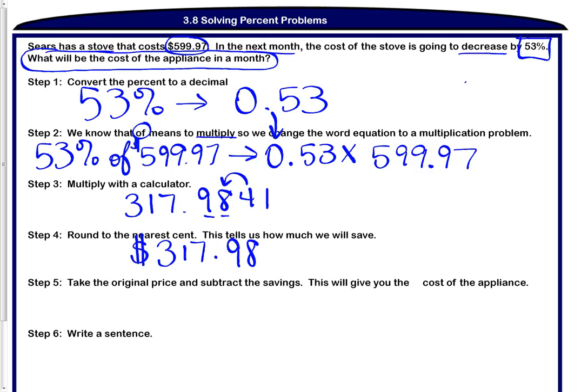We need to know what's the cost of the appliance in a month. So we know that the cost is going to decrease, and decrease means to use subtraction. So to figure this out, we take the original cost, which is $599.97. We subtract what we're going to save, which is $317.98, and our answer will be the actual cost of the appliance.